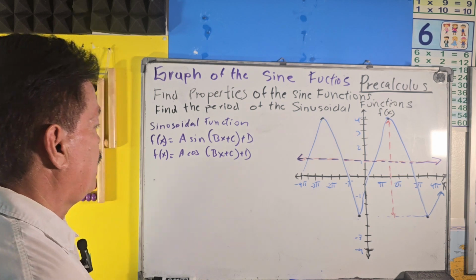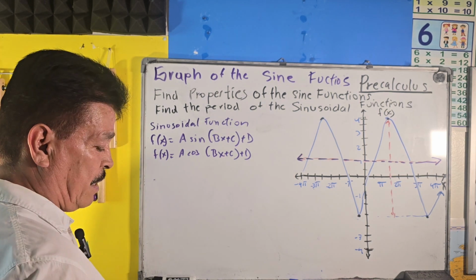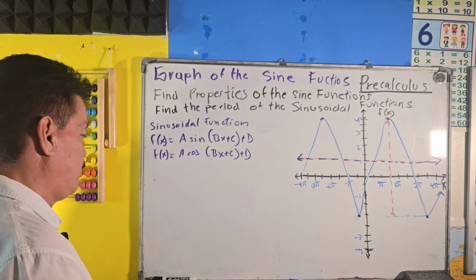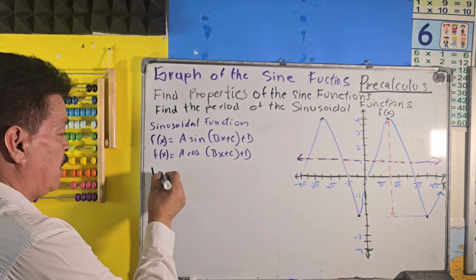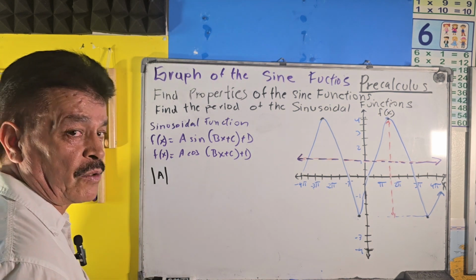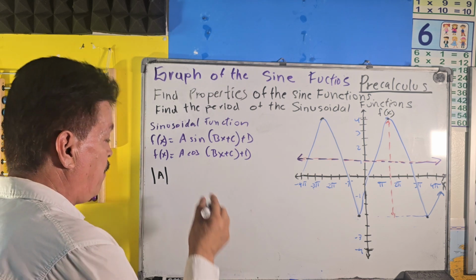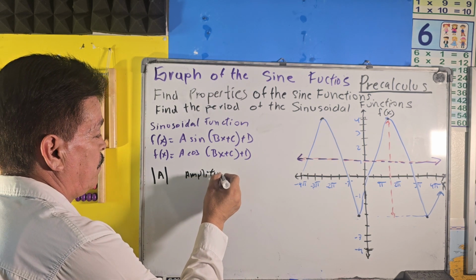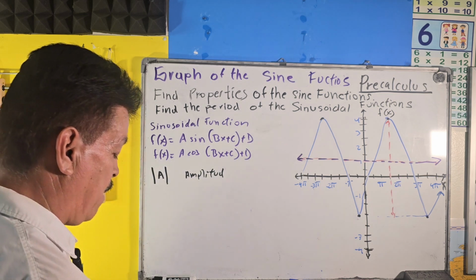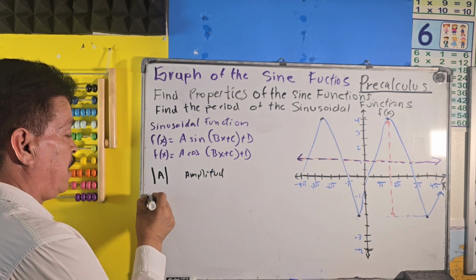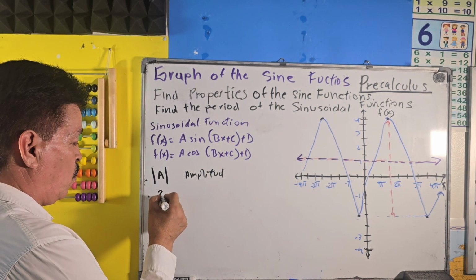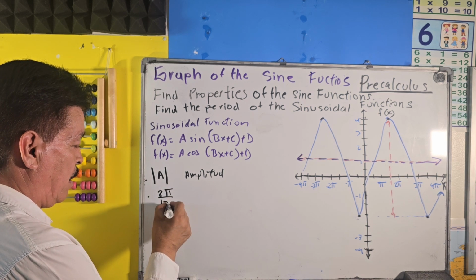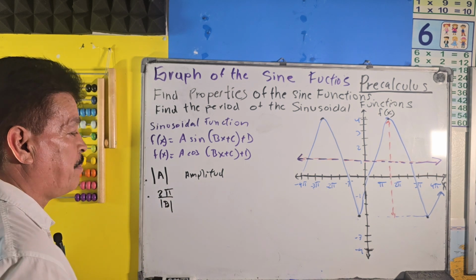For instance, in the first one we have a. This is for reminder: the absolute value of a is the amplitude. That defines the amplitude. We have another thing here: 2 pi divided by the absolute value of b. This is the period.